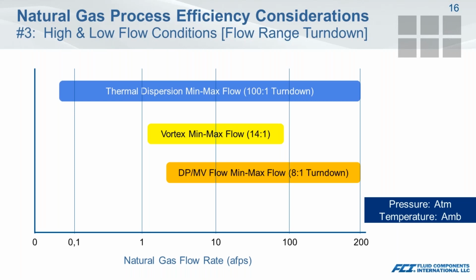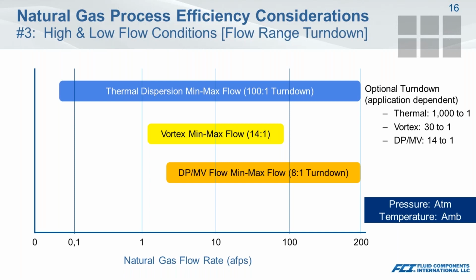As the above graph illustrates here, there's a significant difference between the more common technologies used. The standard flow range turndown of a thermal flow meter often exceeds the optional turndown range of other technologies such as vortex and differential pressure or multivariable measurements. And also you've got to look at the velocity capability, or the velocity range capability, of these technologies as well, knowing that there are limits on the upper and lower limits achievable by each.